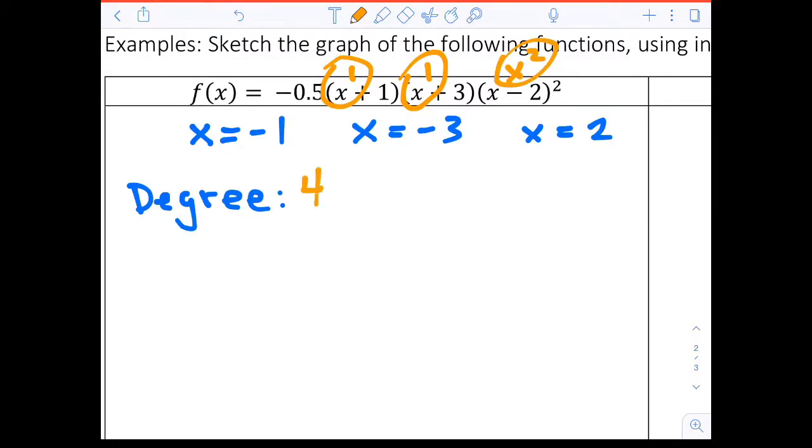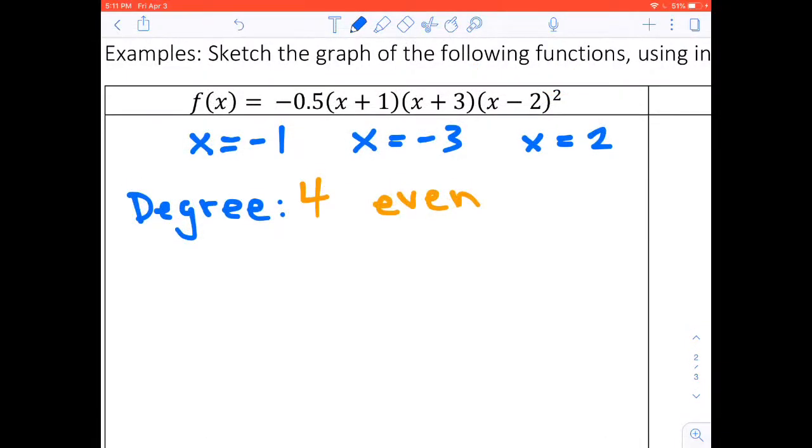So that means our degree is 4. We can get that just by adding up all the orders of our equation as well, which would be 2, 1, and 1. There's no x on the first term, which is also 4. So our leading degree is 4, which is an even degree, which tells me how the end behavior works.